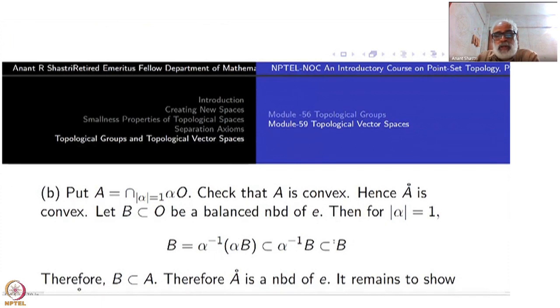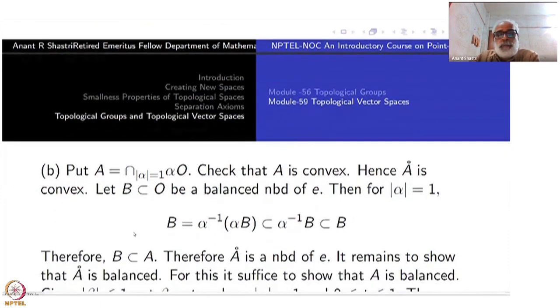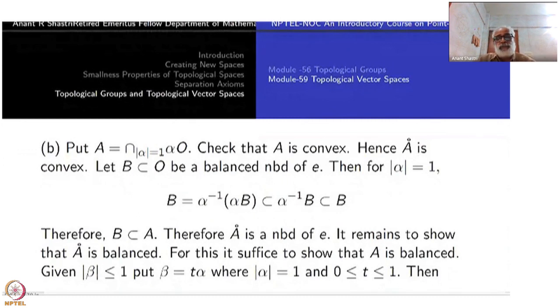So all these things must be equal, right? Therefore, B itself is contained inside this intersection, because for all alpha, alpha B is contained inside B. So in the intersection, B itself will be contained inside all of them, for each alpha. Therefore, the interior is a neighborhood of E, because B is a neighborhood and 0 belongs to E. So if you take the whole interior, that will be a neighborhood of E because there is one such. It remains to show that the interior is balanced. All right. The interior is always convex. Now the interior being balanced is what I would show. For this, it suffices to show that A itself is balanced. Again, we know that if A is balanced, then the interior of A is balanced.